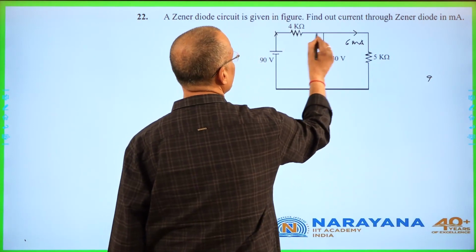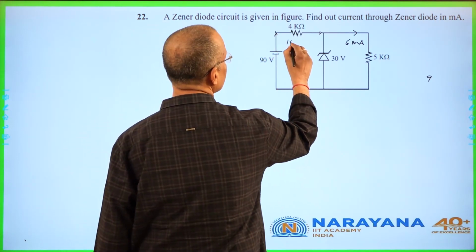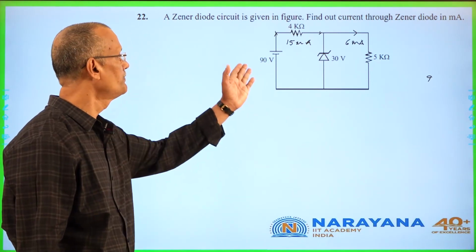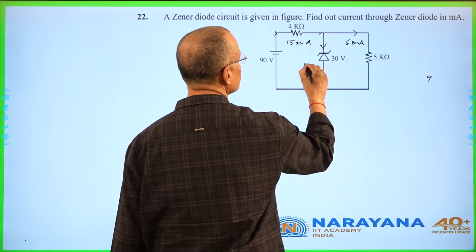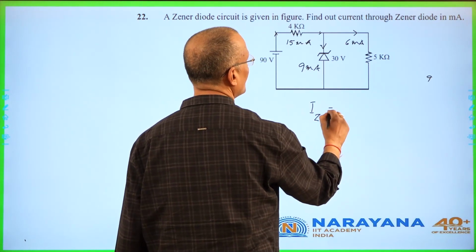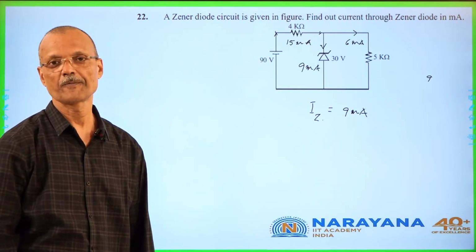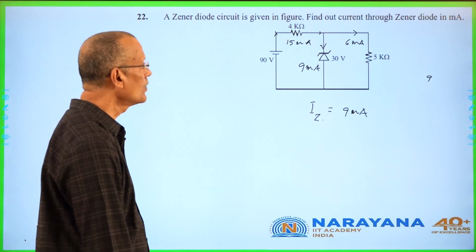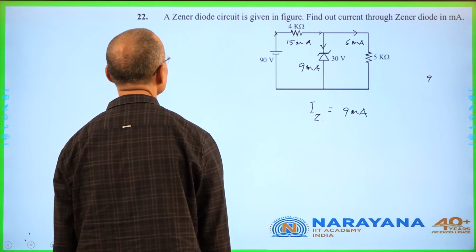30 volt here, so PD here will be 60 volt. 60 by 4, incoming current is 15 milliampere. Verbally you can say the answer. 15 milliampere minus 6 milliampere, current flowing through this will be 9 milliampere. So current through Zener diode is 9 milliampere, and this will be the answer. Verbally, just by seeing the figure, you can directly say the answer. I hope you are understanding this. Let us move now to next question.